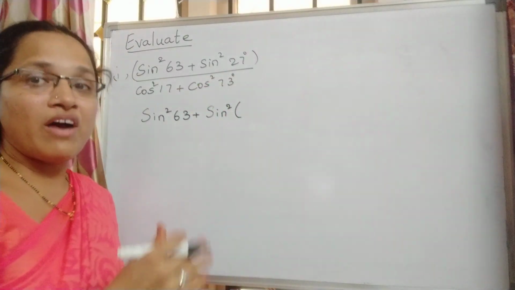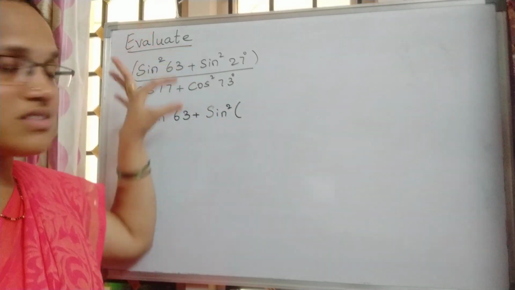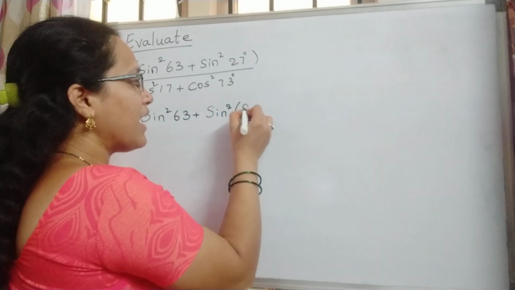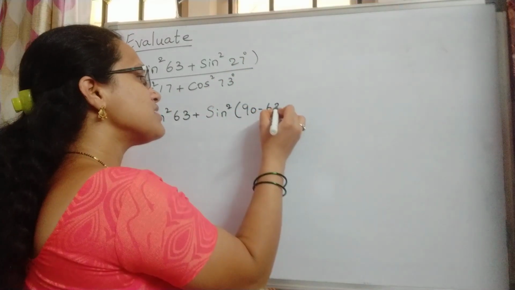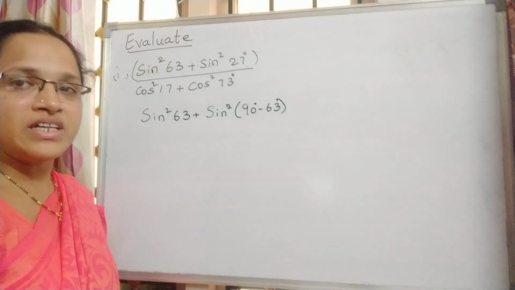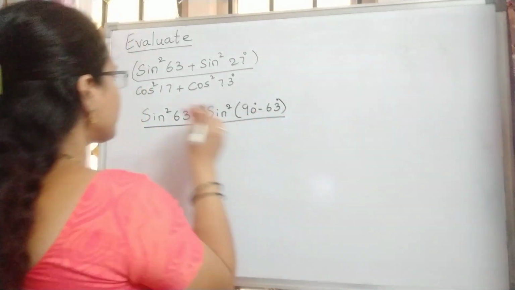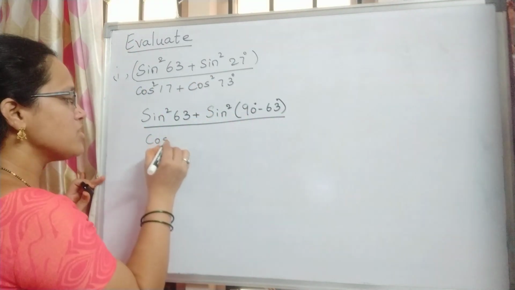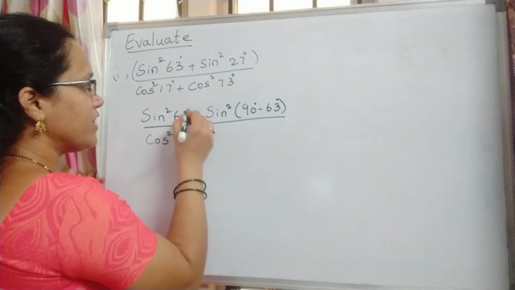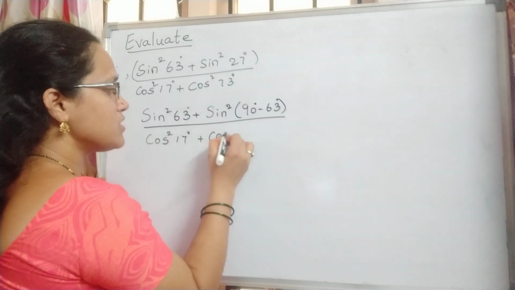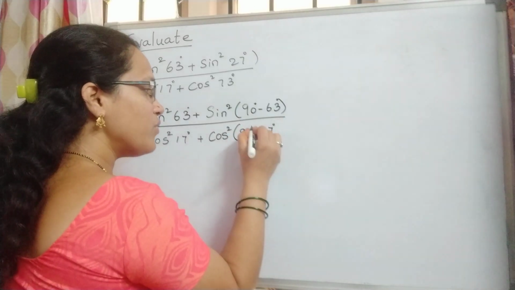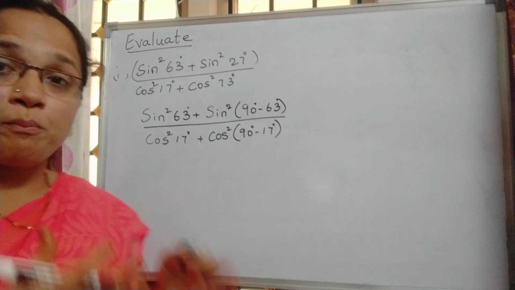Now how do you have to write? First and foremost, write this trigonometric ratio as it is. Write the value of 27 in terms of 90 minus 63. Yes or no? 90 degrees minus 63 only will give you 27 degrees. In a similar manner, cos square 17 degrees plus cos square of 90 minus 17. Children, we are able to change this because they are complements.